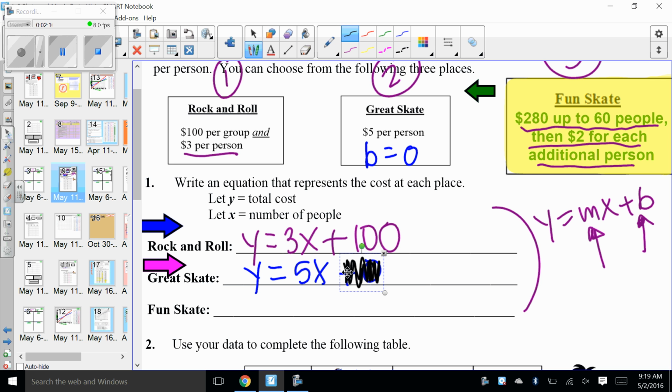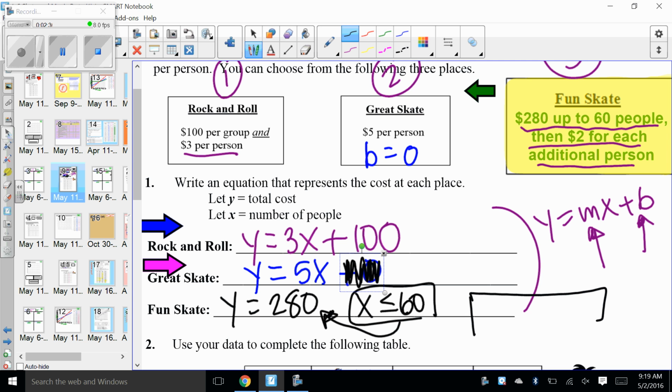And finally, Fun Skate. For Fun Skate, it's just y equals 280. That's the cost. But once we exceed 60 people, it's going to change. So when the number of people x is less than or equal to 60, we pay 280. But then something else happens when the people exceed 60, and we're going to wait to do that until after we graph. So we know that this is going to be exactly $280 if we have less than or equal to 60 people. But then what happens if we exceed 60 people? We're going to hit that equation after we graph.